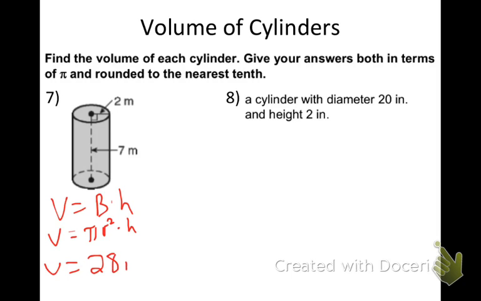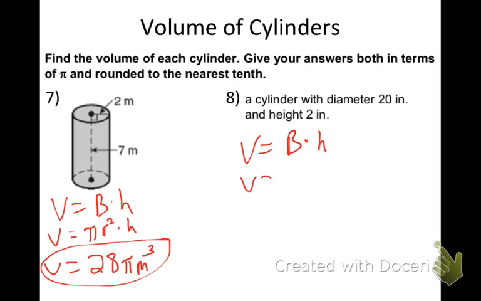28 pi meters cubed. Nice job. And then I have number 8. A cylinder with a diameter of 20 inches and a height of 2 inches. To find the volume again, find the area of the base times the height. So volume is pi r squared times the height.